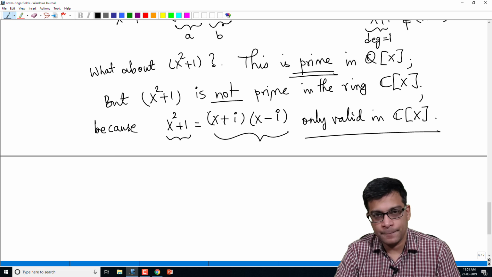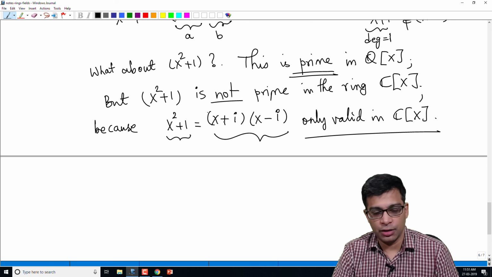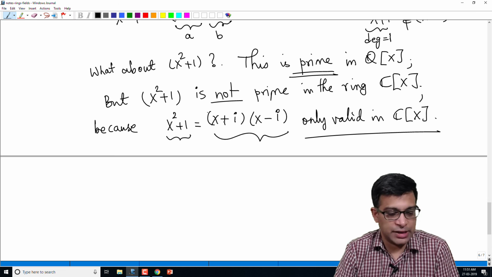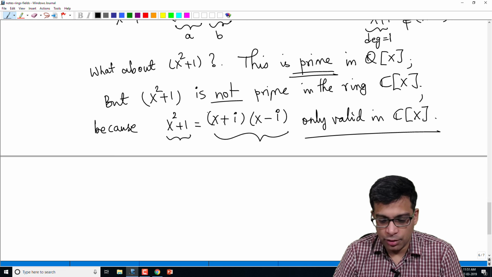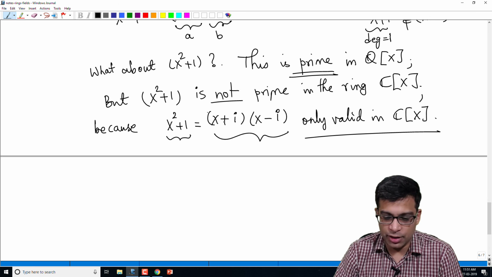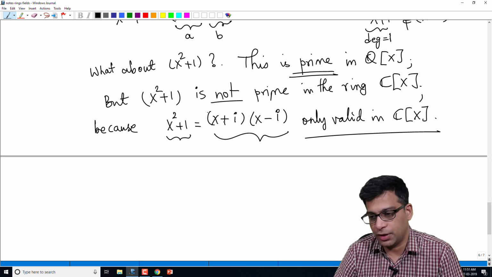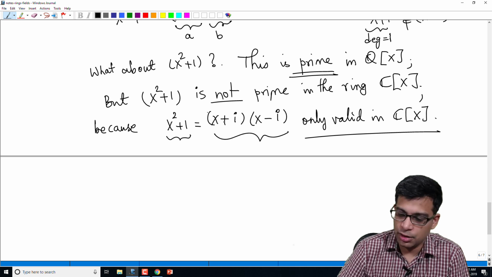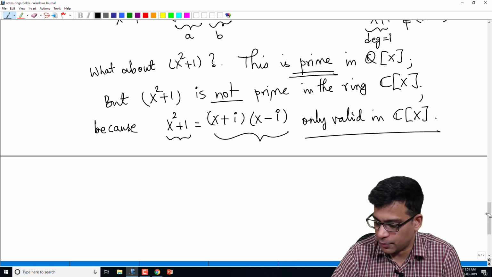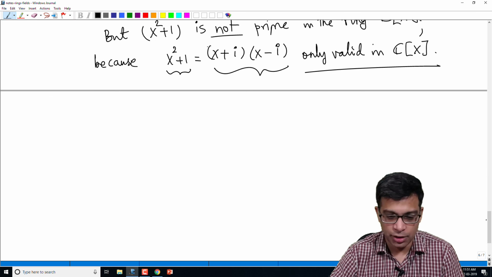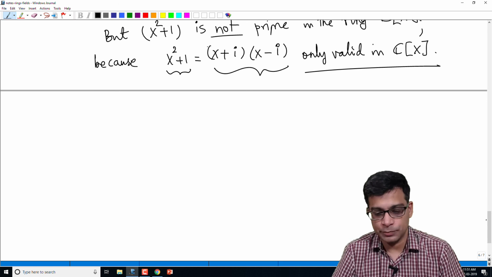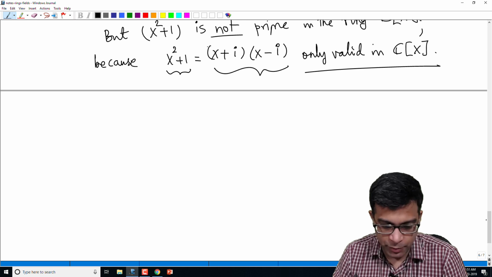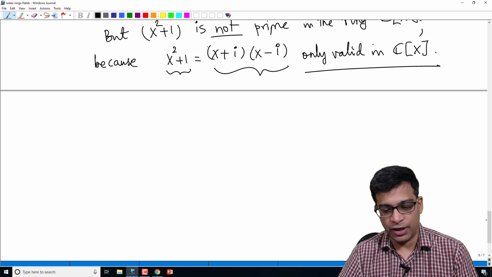So the same ideal, if you change the coefficient ring from Q to C, went from being prime to not prime. So this is a subtle point one must keep in mind. You might find that an ideal is prime in one ring, but the ideal may be considered as an ideal in another ring, in which case it may not turn out to be a prime ideal. So this depends crucially on the coefficient ring that you are considering. So let me end the video with one final example.